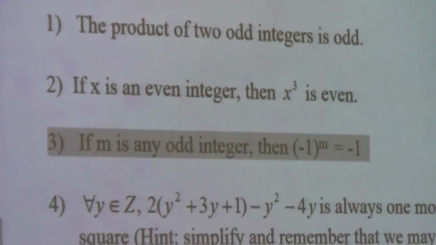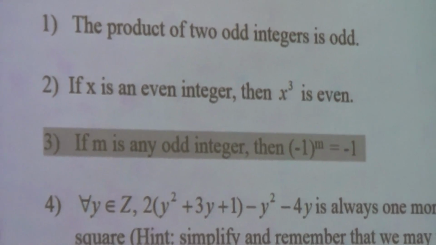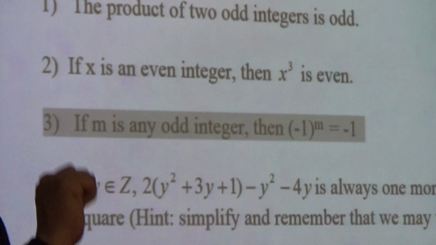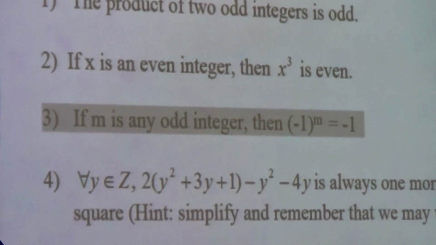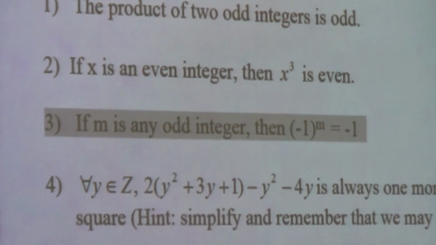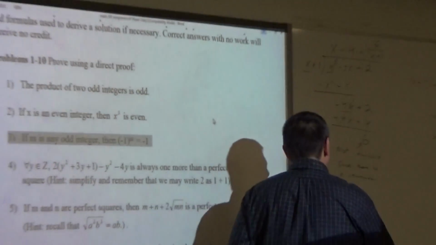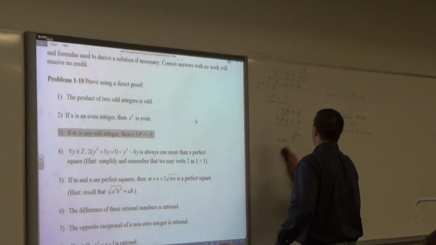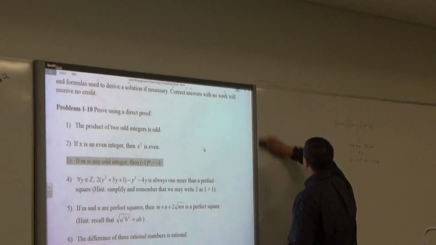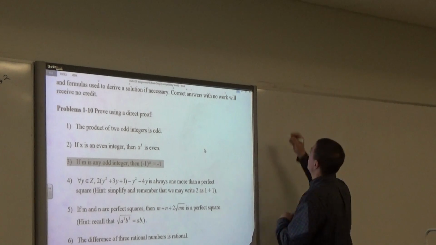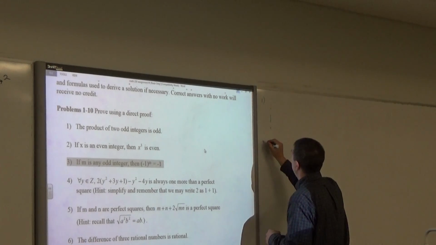Okay. So basically, this is the problem that I want to show you guys a little bit of a hint on. It's similar to what we did in class, but there's a little bit more algebra involved. If m is any odd integer, then (-1) to the n is equal to -1, which you guys already know. Okay. So I'm going to skip down to the point where you guys have defined all the variables and you get to the substitution step.